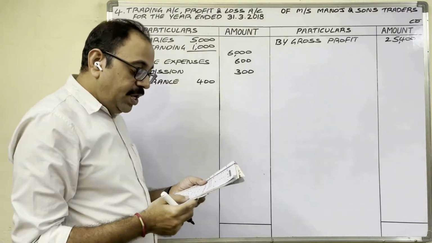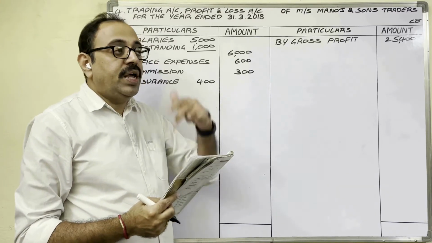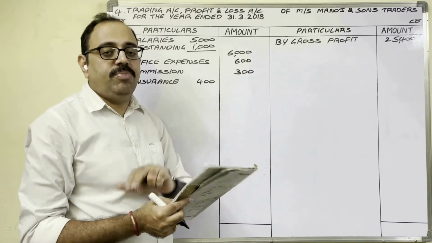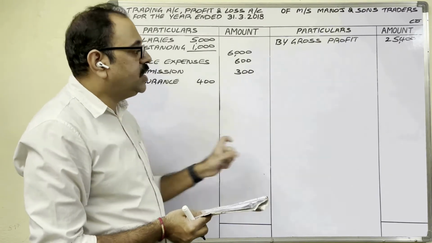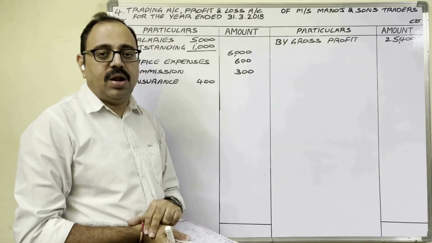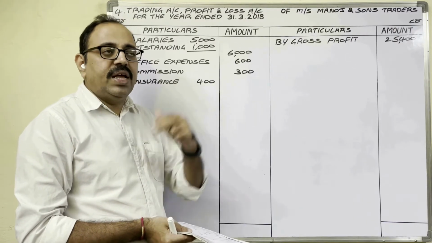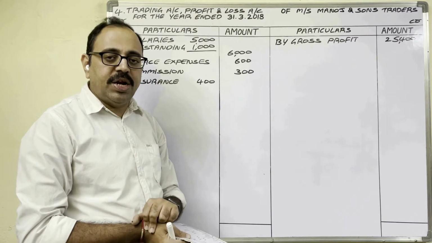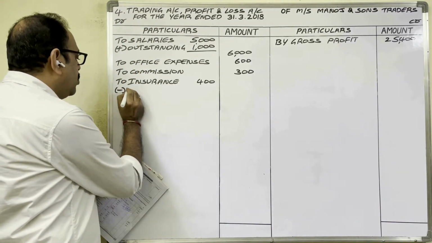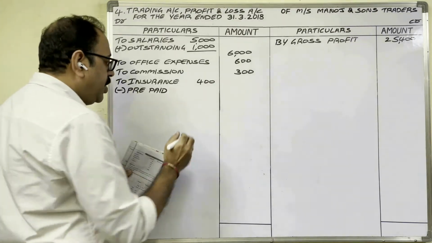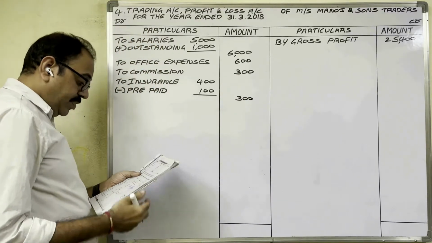Adjustment number 3, prepaid insurance 100. Prepaid means paid in advance. So next year's insurance premium also we paid now. Next year's amounts we have to show in next year. Why are we preparing these accounts? To know the current year profit or loss. Therefore only current year expenses and current year incomes we should show. If next year expenditure is included in current year expenditure, we have to subtract that. Therefore, prepaid insurance we have to subtract. Prepaid 100 rupees. Current year insurance is 300 rupees only.